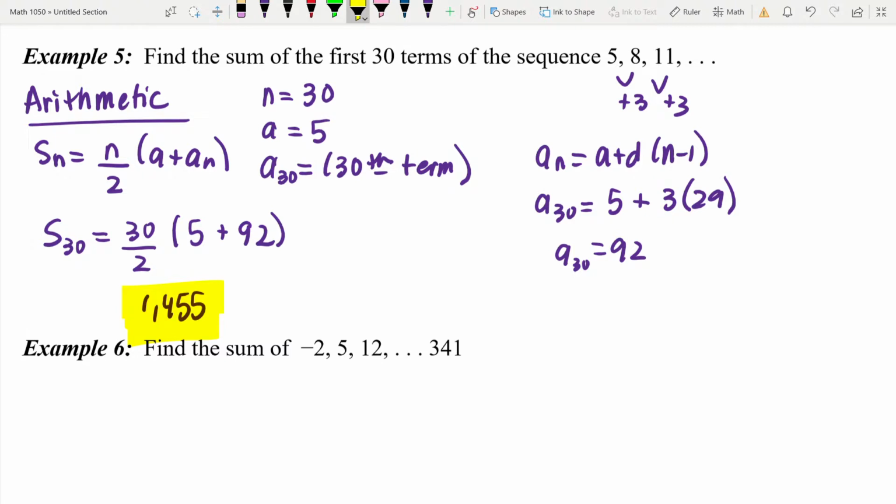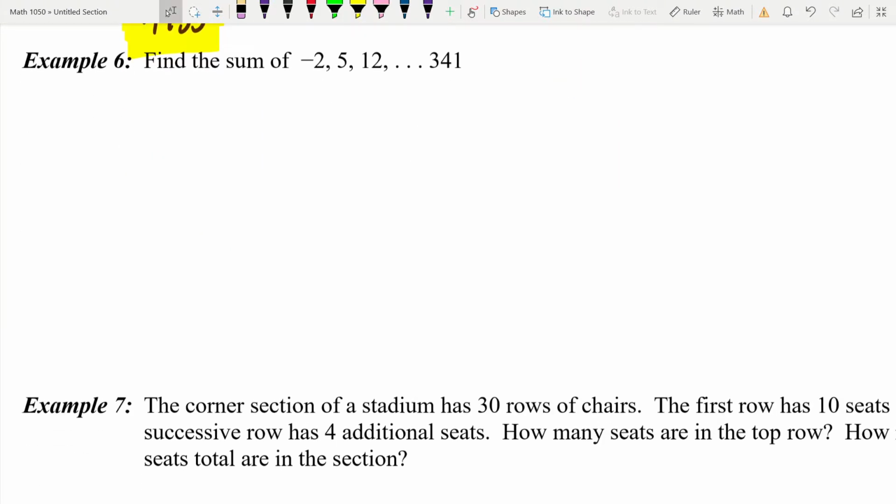This will be on your final. Okay, example 6. Who says I'm good so far? Let me see how you're feeling about this. Okay, great. Find the sum. I don't know if this is going to be arithmetic or geometric.